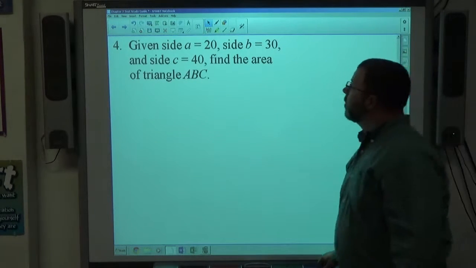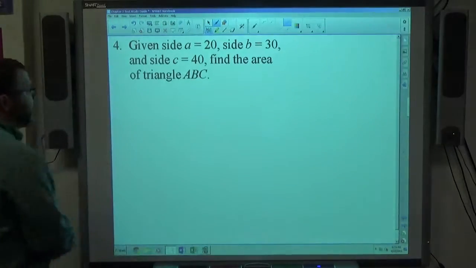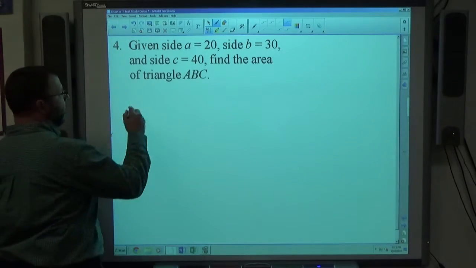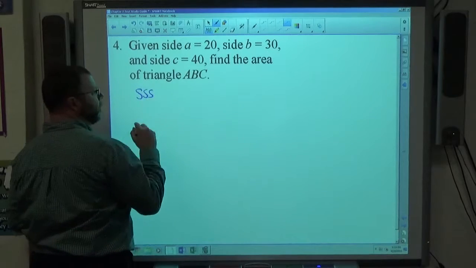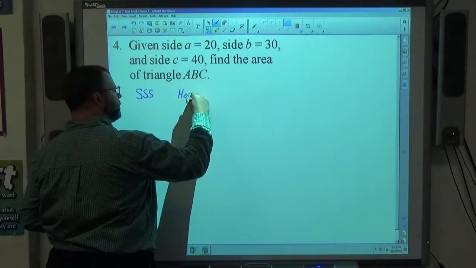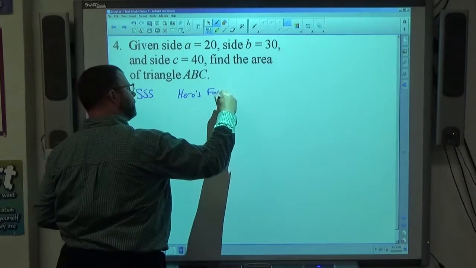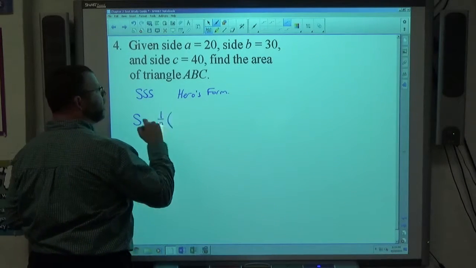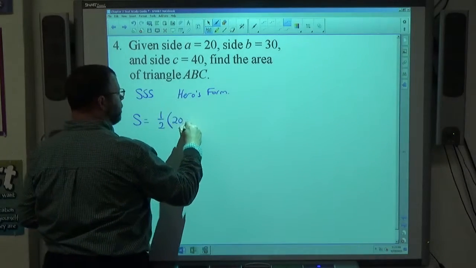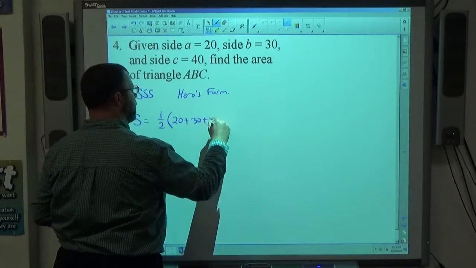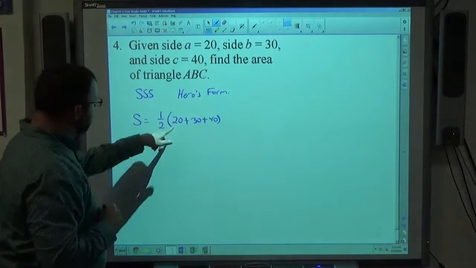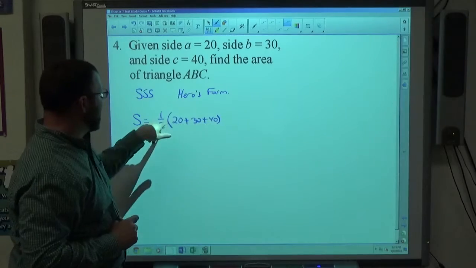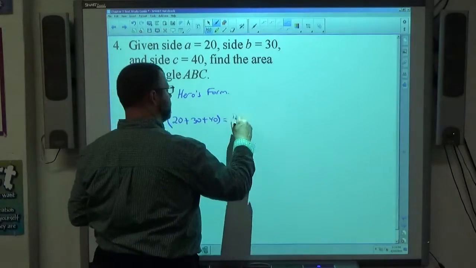Number 4, we're given 3 sides of a triangle ABC. We're supposed to find the area. In a side-side-side situation, we're going to use Hero's formula. Hero's formula requires us first to find half the perimeter. Half of 20 plus 30 plus 40. And perimeter is just adding up the 3 sides. 20 and 30 is 50 plus 40 is 90. Half of that is 45.